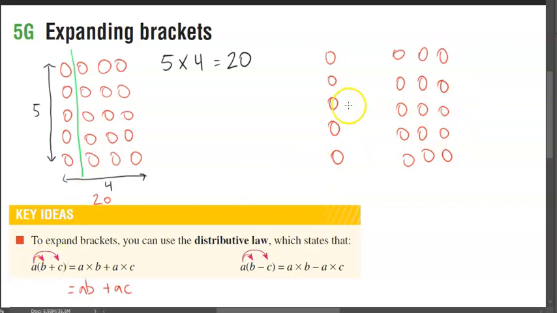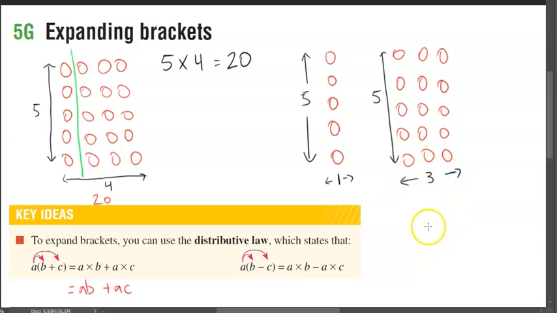So what we have here is we've still got 5 going down right here, but here we've just got 1 going across. There's only 1 group of 5. Here we have 5 going down, but we have 3 groups that go across. Now we still have 20. Okay, we still have 20.